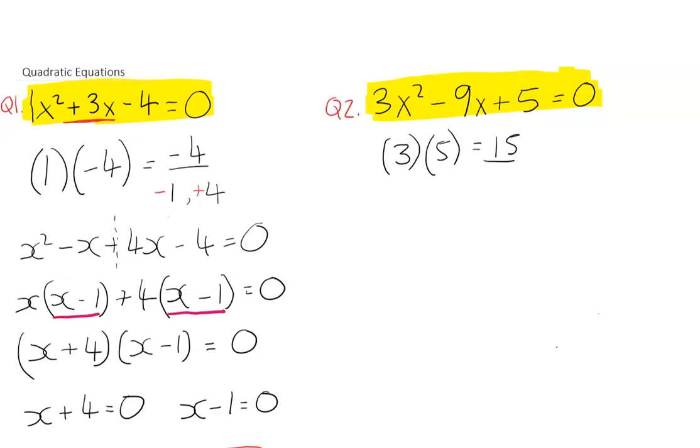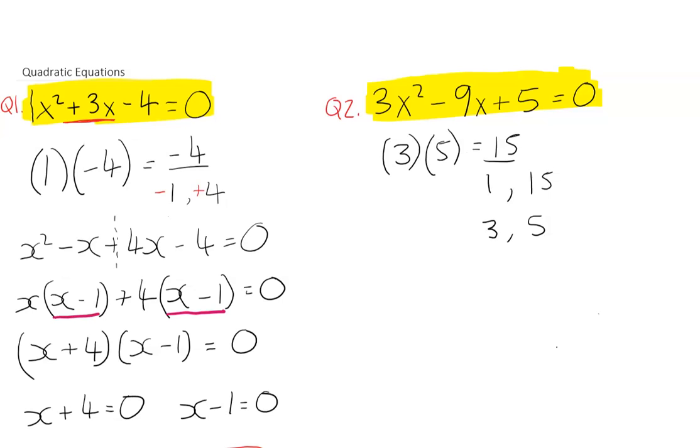Then I'm going to look at my pairs of factors of 15. So I always start at the first number, which is 1. 1 and 15 is one pair of factors. 2 doesn't go into it. 3 goes into 15 5 times. And that's all of my factors of 15.